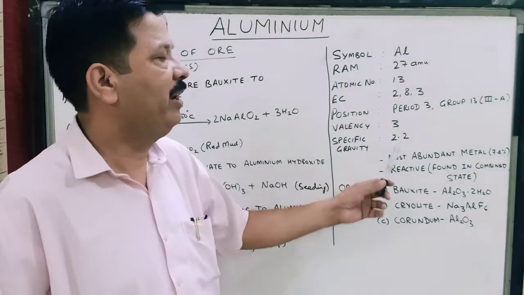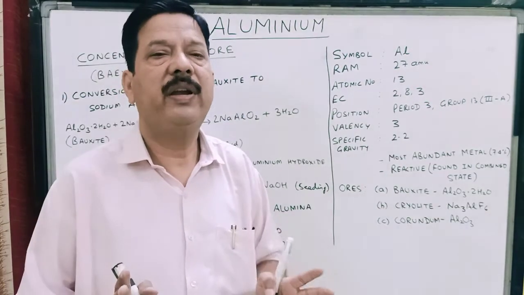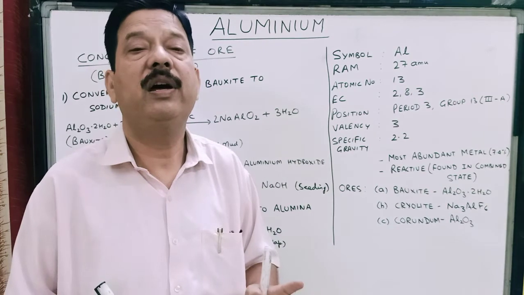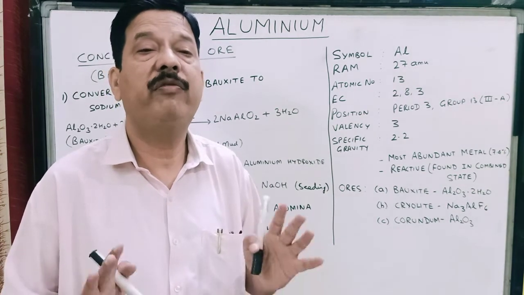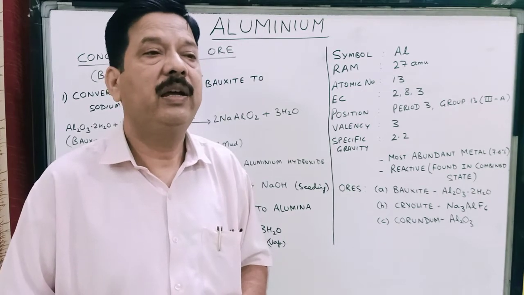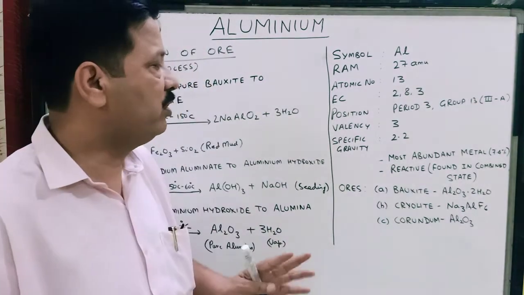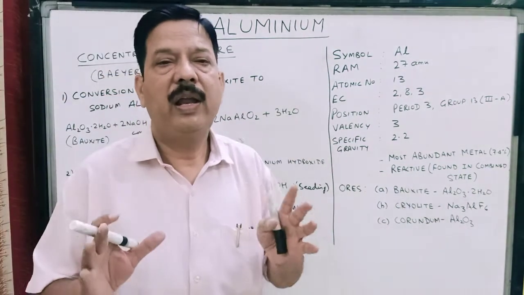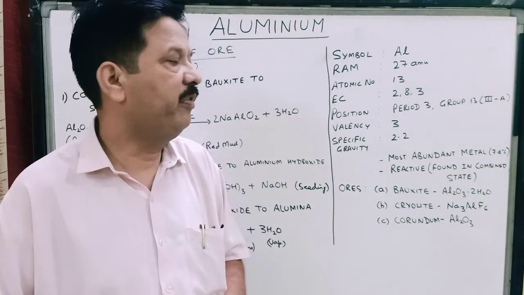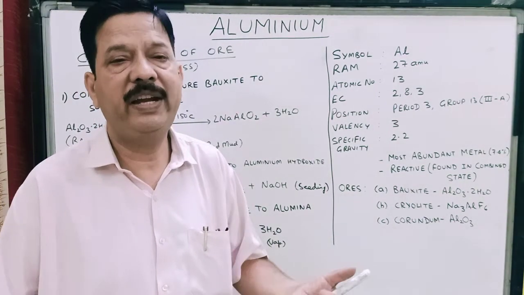The specific gravity is 2.7, and children, it is the most abundant metal found in the earth's crust. It is 7.4% of the earth's crust, and after that is iron, that is 4.6%. So it is the most abundant. And children, aluminium is a reactive metal, so it is found in the combined state. Mostly it is found in oxide form.